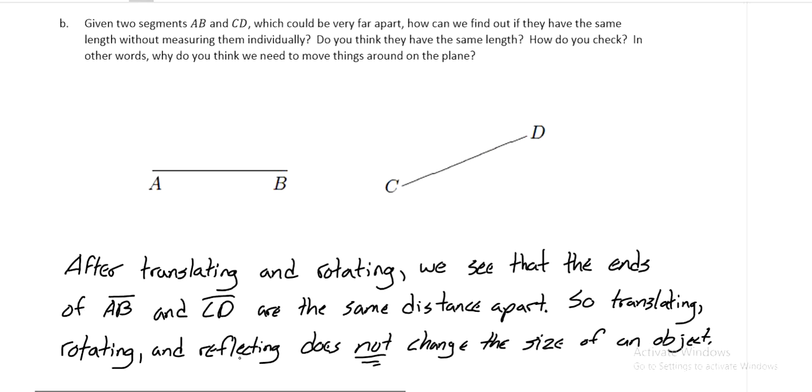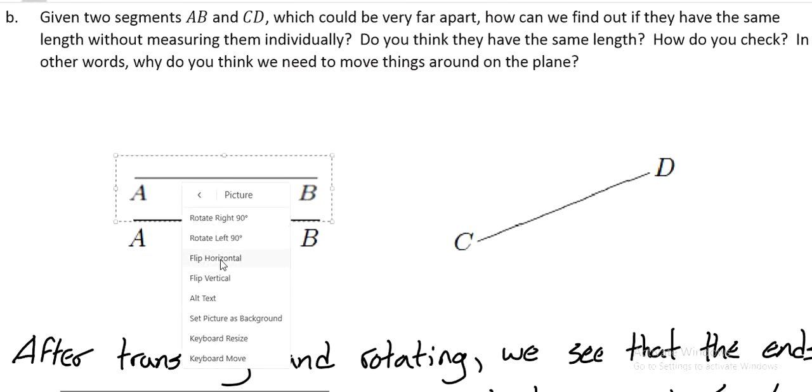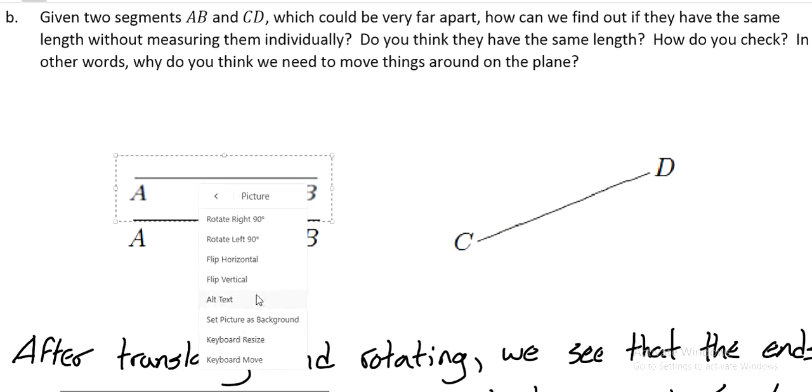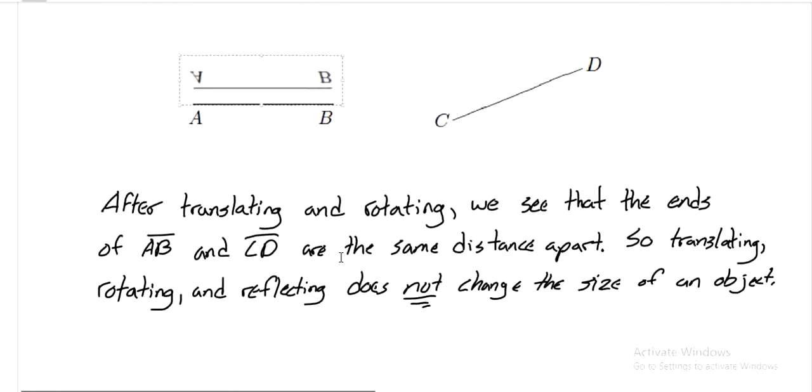We didn't do reflecting. I can do reflecting real quick. Just to prove it to you right here, if I select flip, which we know means reflect, I'm going to flip it vertically. We see how it flipped it, but it did not change the length. I can keep flipping it back and forth, and it does not change the length of that line. So all three of those transformations preserve the size of the object.